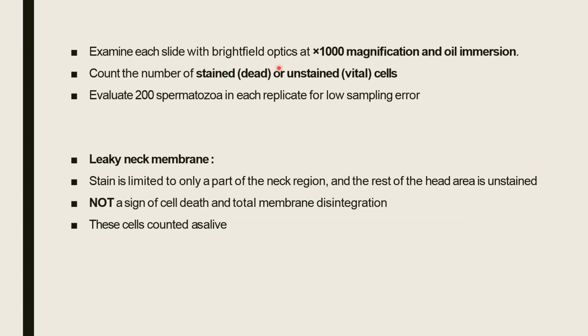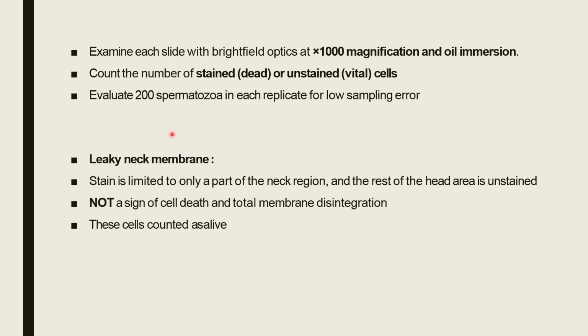We observe it under light microscope at 1000 magnification, and we use oil immersion because the 1000 magnification is the oil immersion lens. And then we count the number of stained cells and unstained cells. Stained cells are actually dead cells, and unstained cells are living cells. So we have to count 200 spermatozoa, and then we have to observe how many were living out of them.